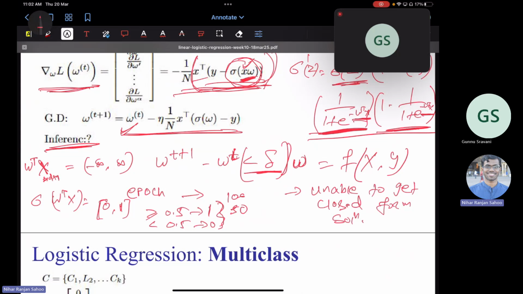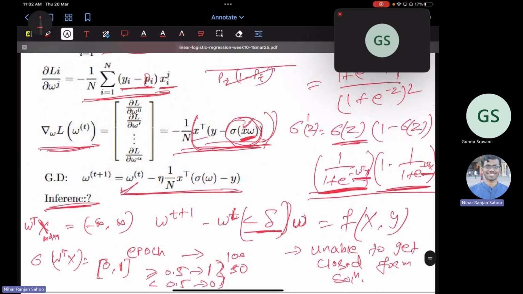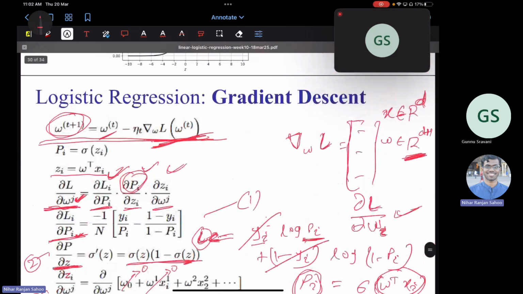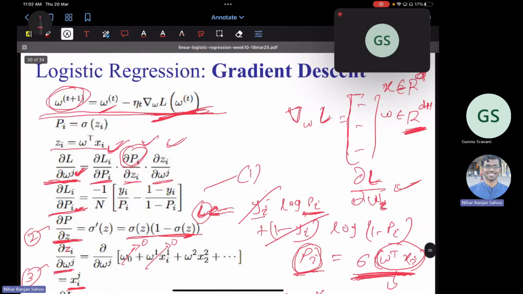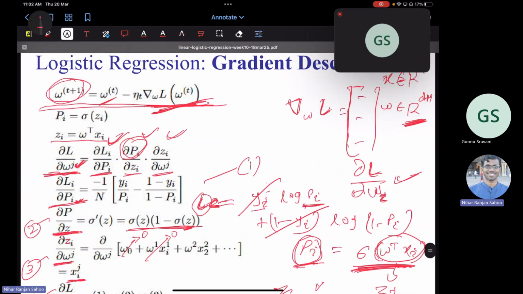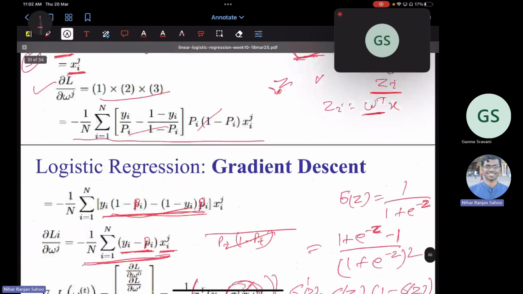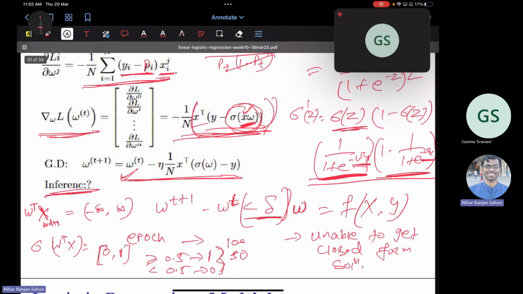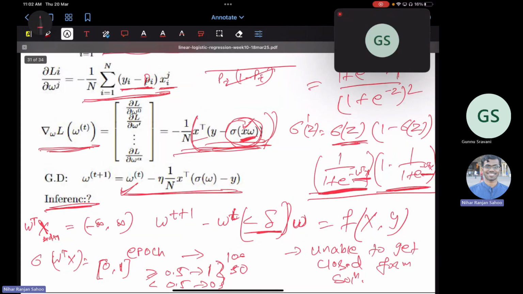Any doubt in the binary? This is all about the binary classification scenario, right? The mathematics looks a little messy on the slide, but whenever I share the slides, if you follow, it is very easy. Not a big deal for you guys. Any doubt on what you do during inference time? Okay, so this is all about the binary classification scenario for logistic regression.